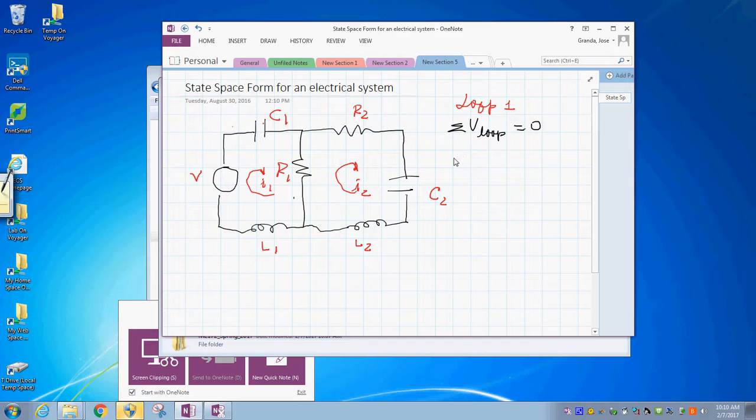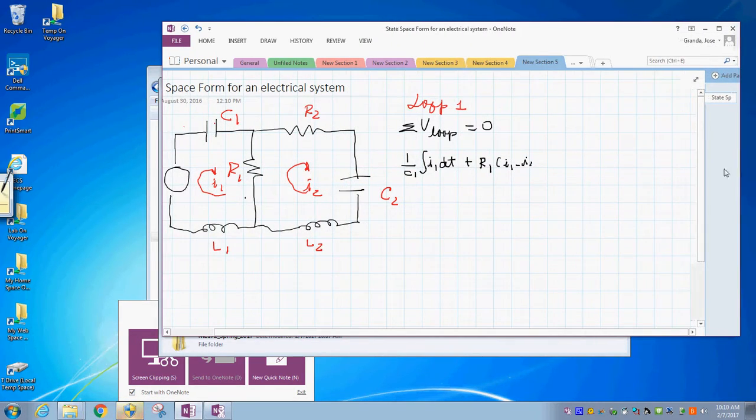So it's the same thing as writing that the voltage over C1, which is 1 over C sub 1 times the integral of I1 dt, plus the voltage R sub 1 times I1 minus I sub 2, and then the other voltage, plus L1 times di1 dt, this would be equal to the voltage V. So that's the first loop.